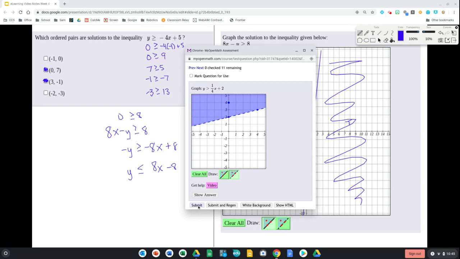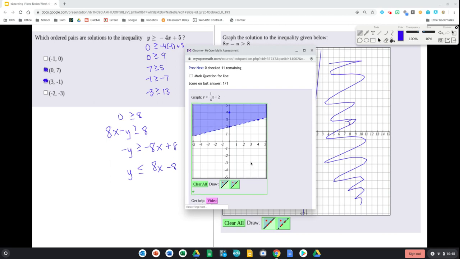And then, of course, we would just hit submit. And if we hit submit, hopefully it's going to show us that we got the right answer there. Well, my internet's taking a while, so it's not showing me that. There we go. Got the right answer there.